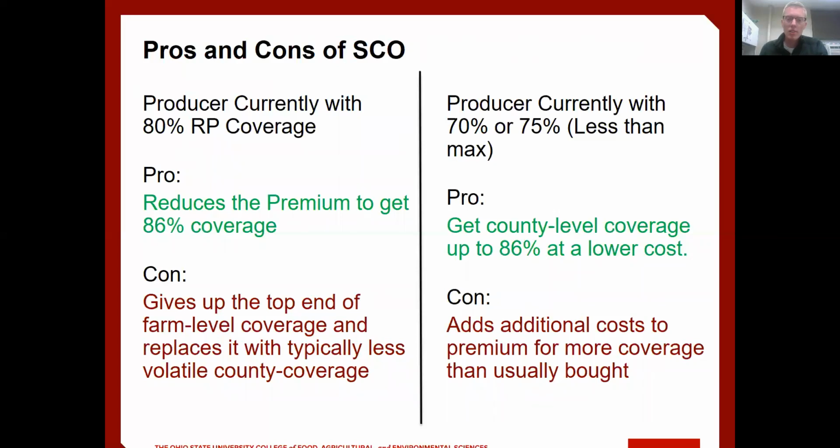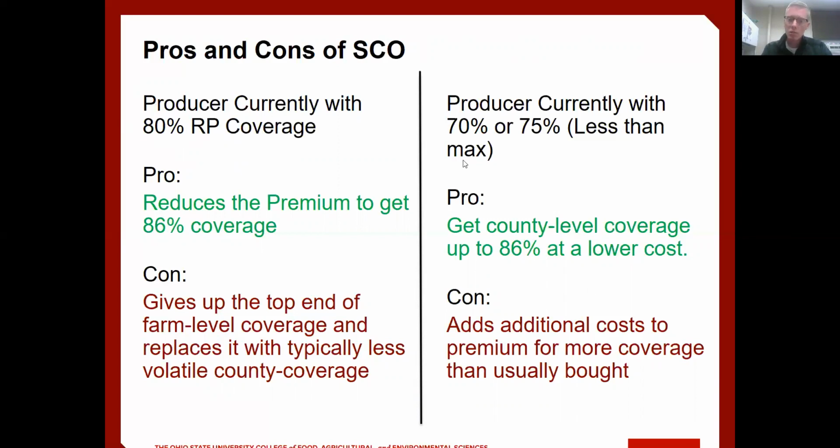Again, the pros and cons of doing SCO. If you're a producer and you traditionally buy high coverage levels of crop insurance, an 85% revenue policy, you're getting 86% coverage, so you're paying a little bit less to get up to that 86% coverage. You're giving up some of your top end. Remember, area yields tend to be less variable, so you're giving up some of that variation at the top to get a little bit higher, but you're replacing it with less costly premiums.